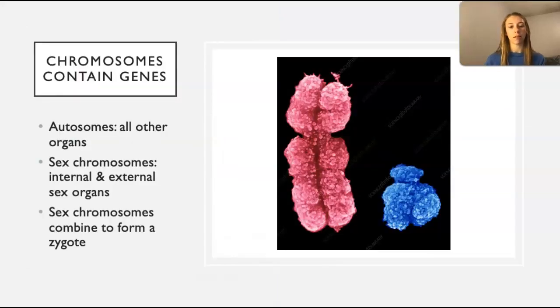Chromosomes contain genes. The autosomes direct development of the human body through coding characteristics such as the function of other organs, blood type, and physical appearance. The sex chromosomes contain genes that direct development of internal and external sex organs. Gametes are haploid cells with 23 chromosomes. When a sperm and egg combine to form a zygote, the zygote contains a total of 46 chromosomes, with one chromosome of each matched pair coming from the mother and the other from the father.